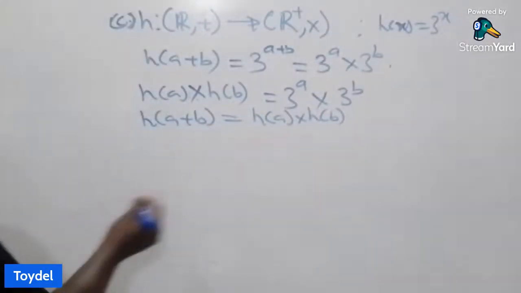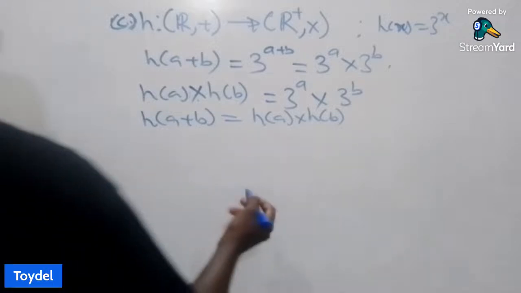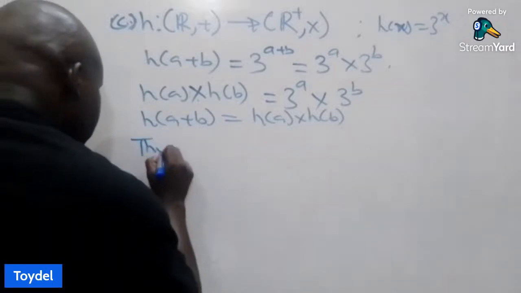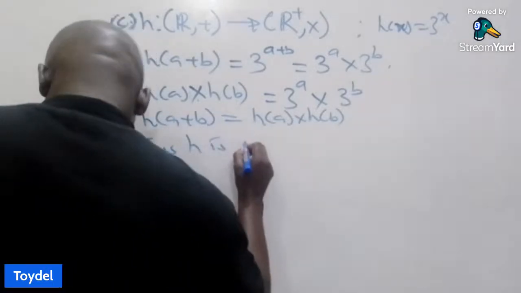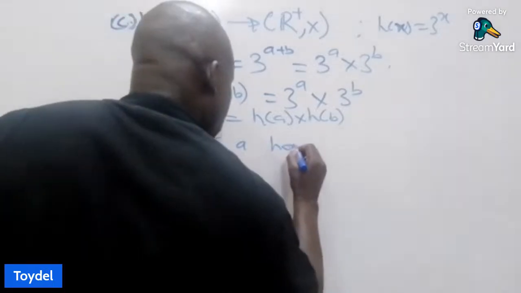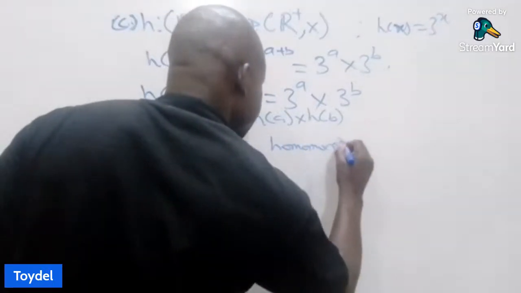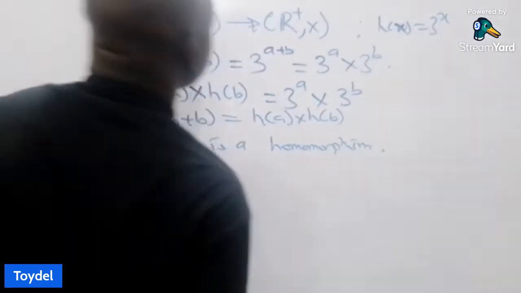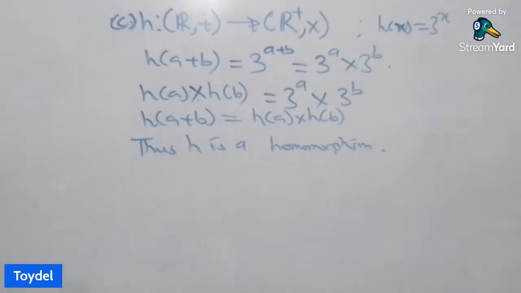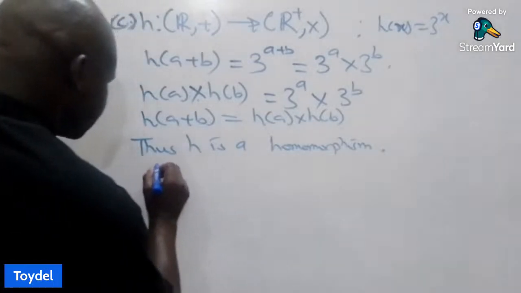So since we are able to get the same thing, then we now say thus h is a homomorphism. So h is homomorphism. That is how to test for homomorphism. That's how to test. So after this now, we can go ahead and talk about types of homomorphism.